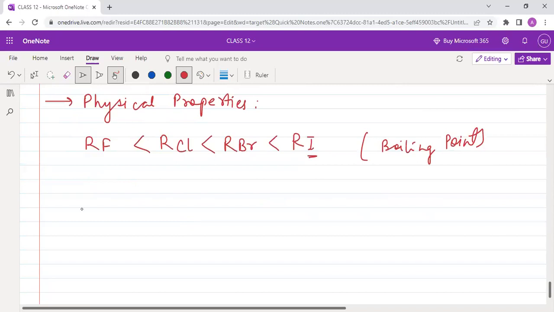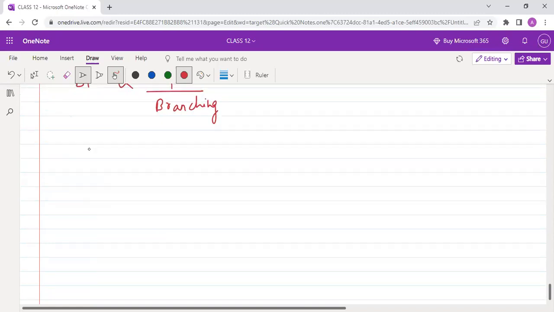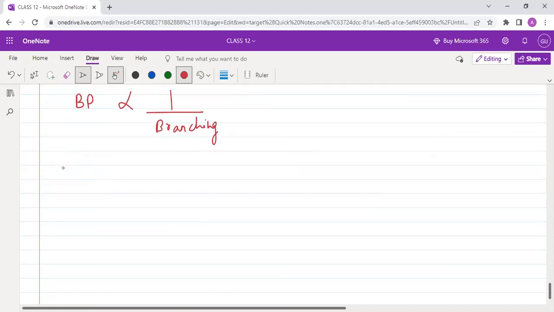And you know that boiling point is directly proportional to the surface area, and it is inversely proportional to the branching. That means if branching is there, boiling point will decrease. I'll give you examples to explain this. We have CH3, CH2, CH2, Br. In this, all the carbon atoms are in a straight line, right?